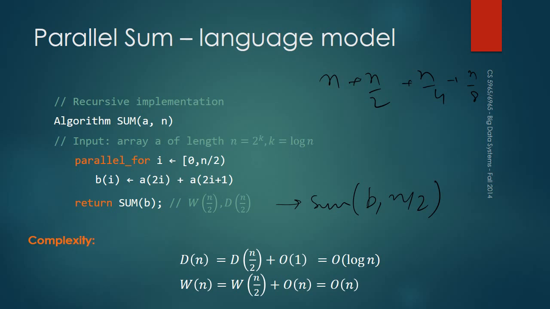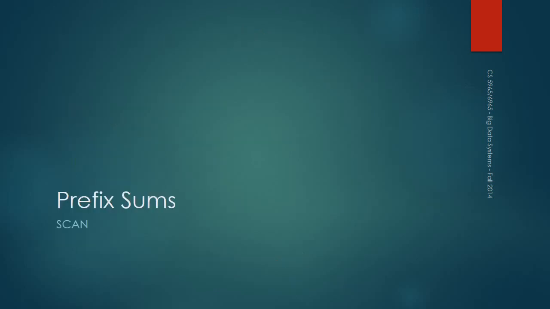The work, what is the amount of work? The work got reduced by half, right? Because we started off with an array of size n. This is of size n by 2. So this should really be, sorry, oops. It should really be sum of, okay, we're back.